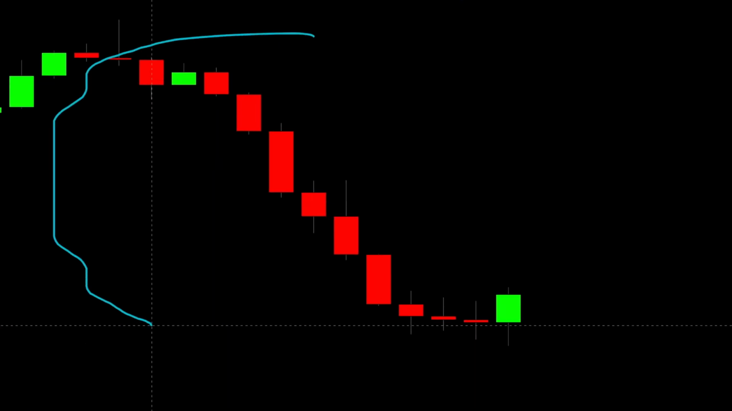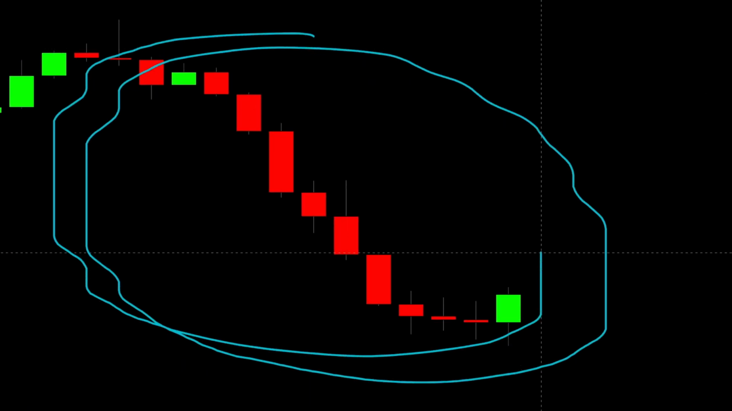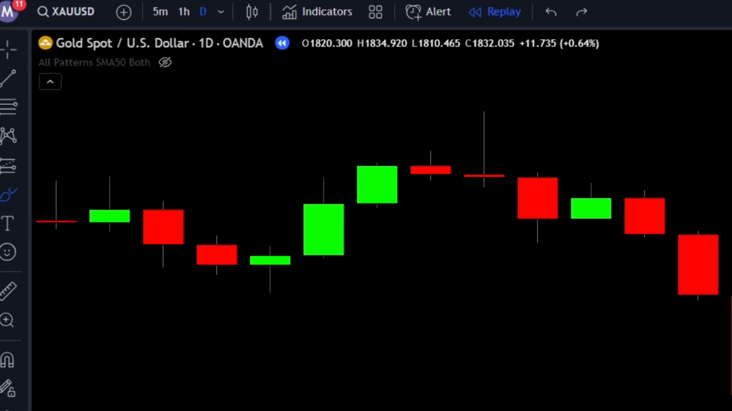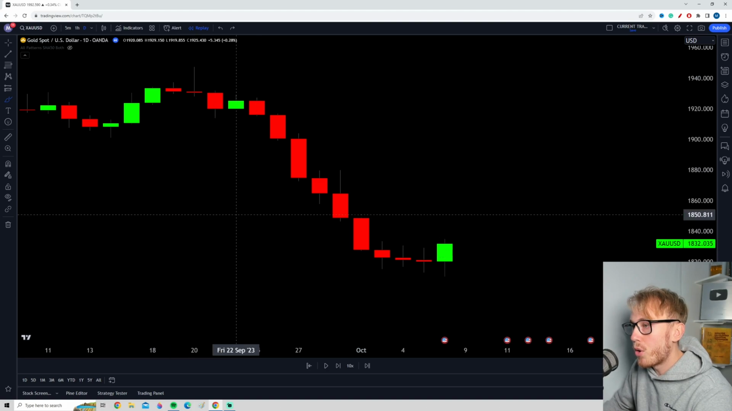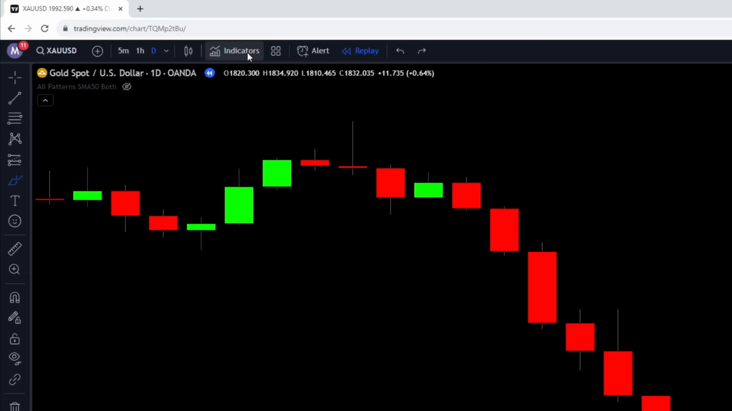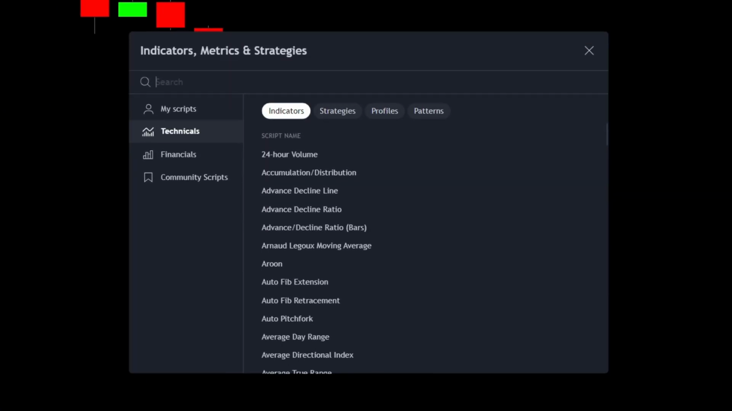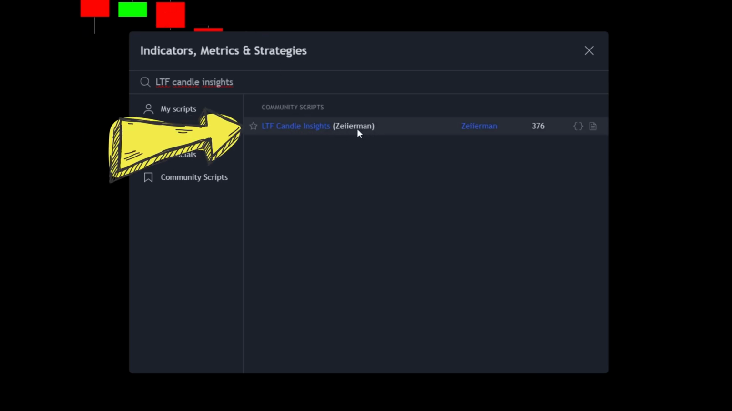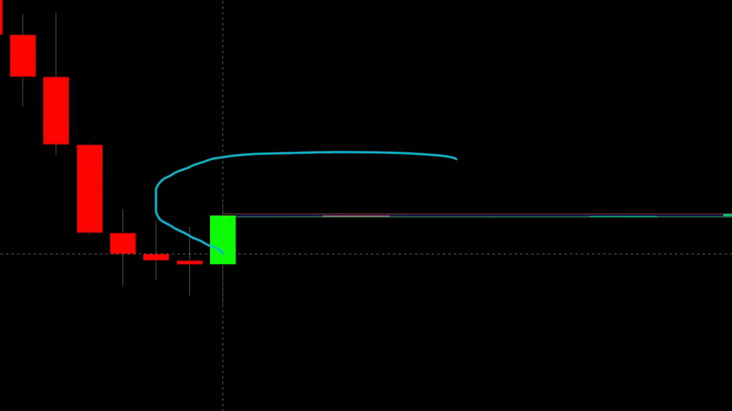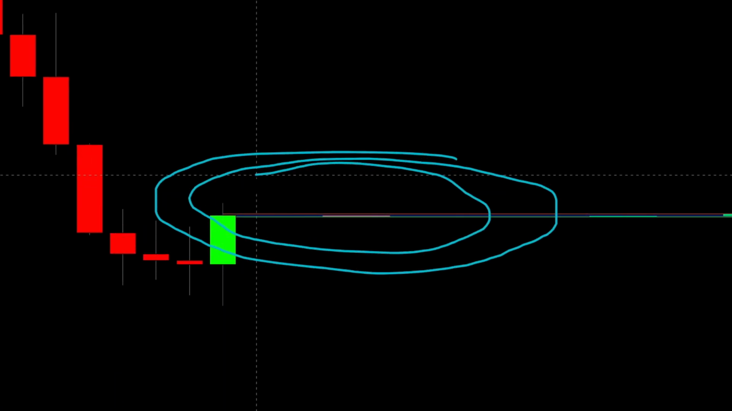So let's start this video off here by opening up a clean chart in TradingView. Right now, as I'm speaking, I'm looking at gold on the daily time frame. And now we want to open up the indicator. So we go up here to the indicators tab, and what we want to search for here is LTF and then candle insights. And we want to go down here and choose the indicator here created by Sireman. And now, as you can see, the indicator has appeared here on the chart.